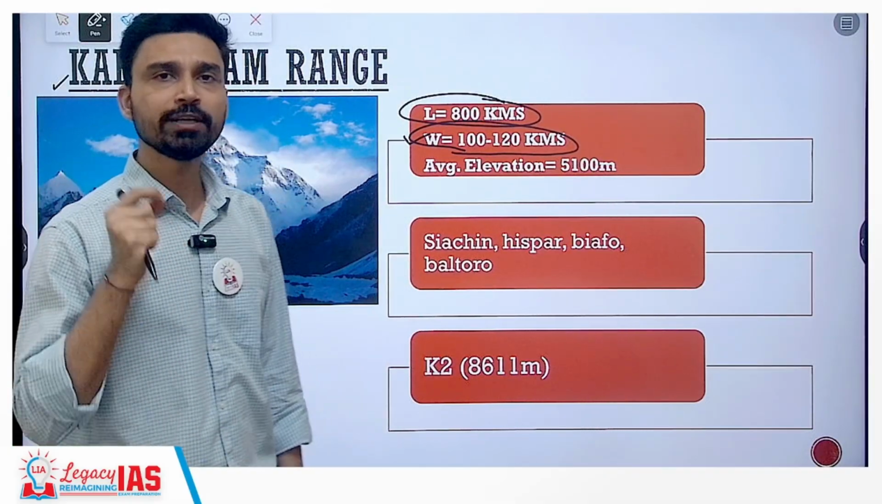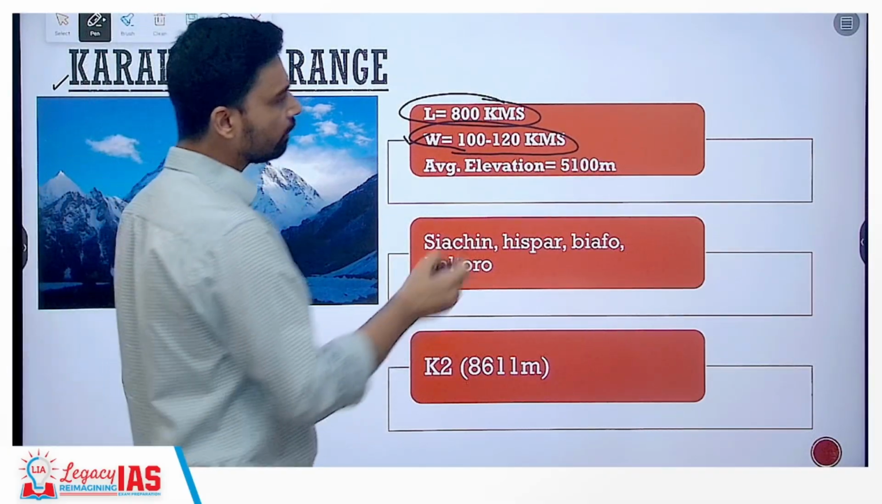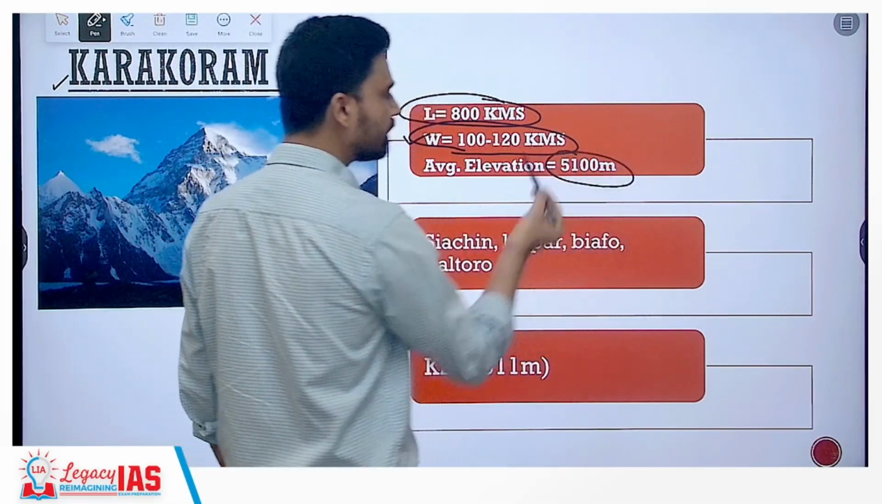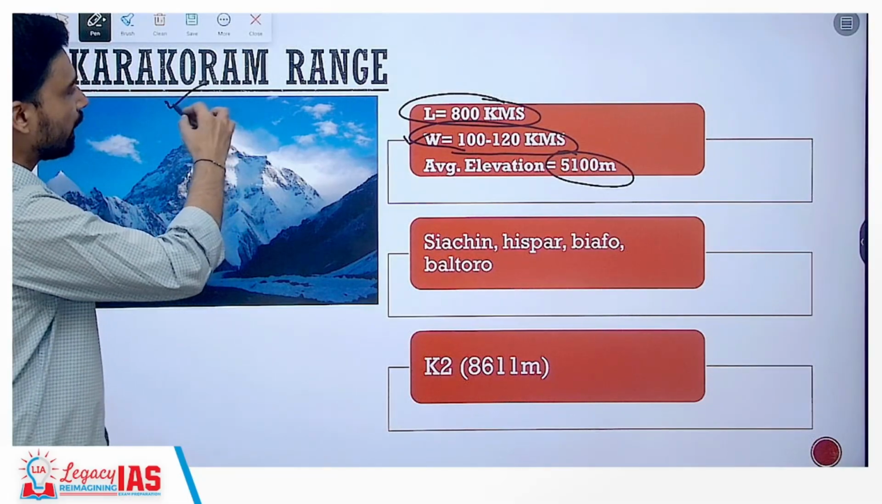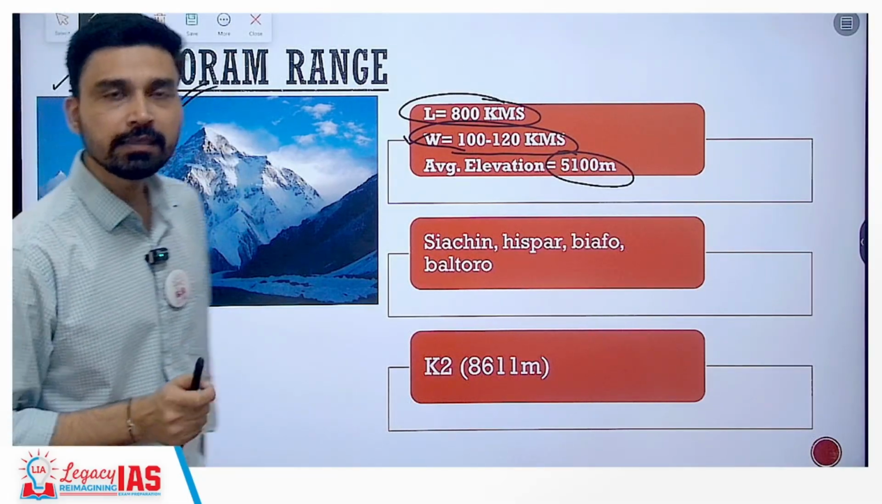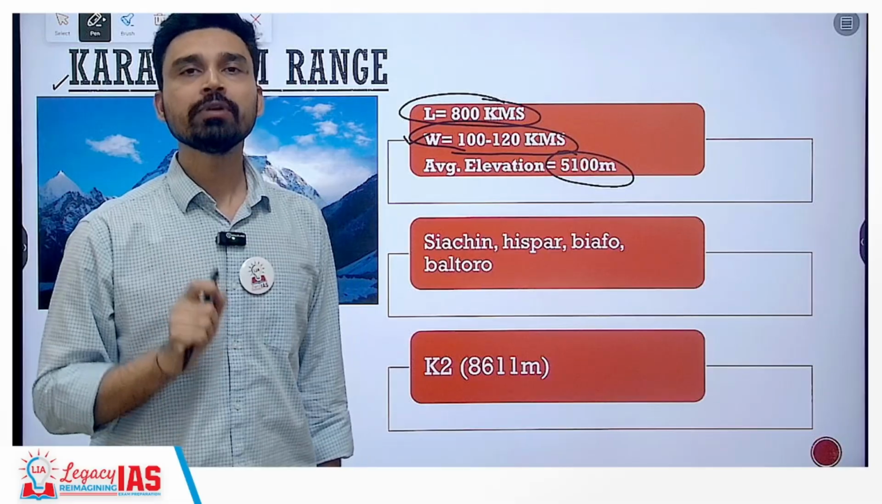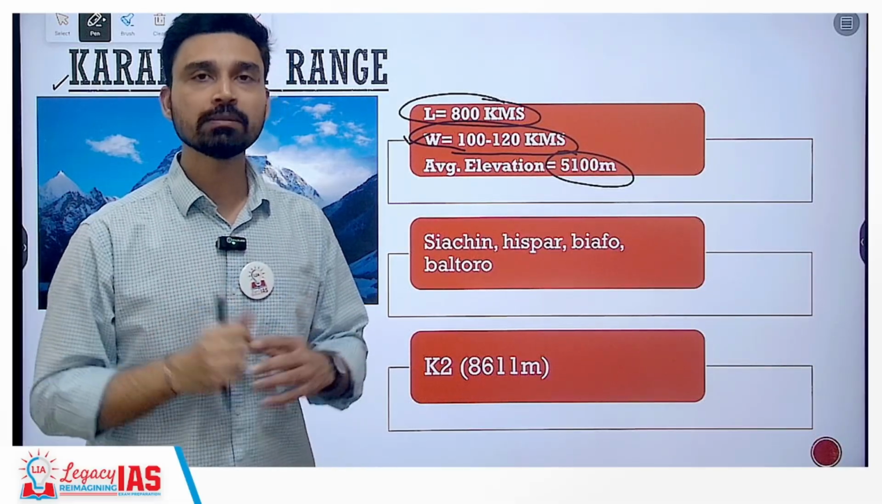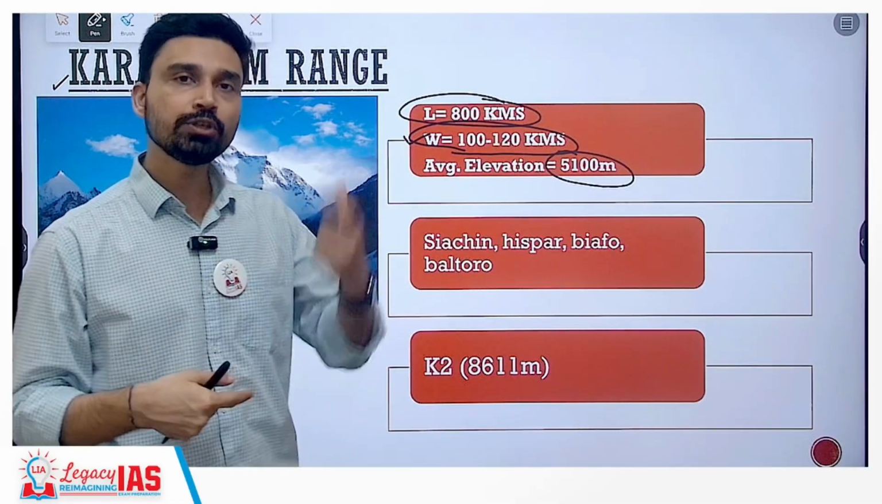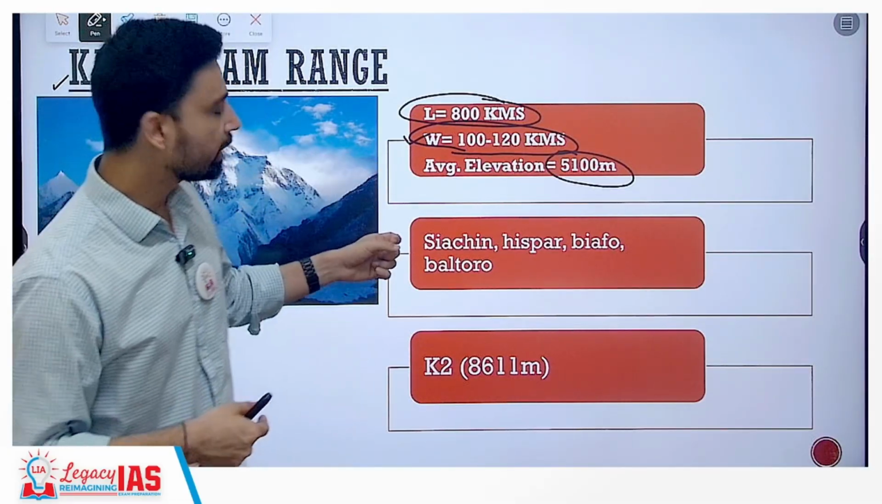Elevation again is quite higher, and here you would see 5,100 meters of average elevation. However, the most notable fact about the Karakoram range we have to keep in mind is that it is the largest source of glaciers in Himalayas. Outside of the poles, Himalayas contain the highest amount of glacier, but within Himalayas, which range has the highest number of glaciers? The answer would be Karakoram.